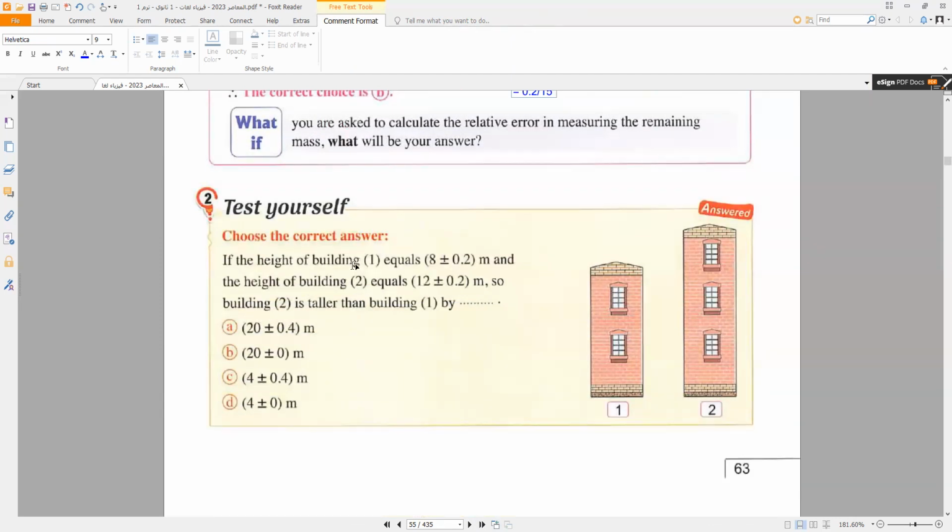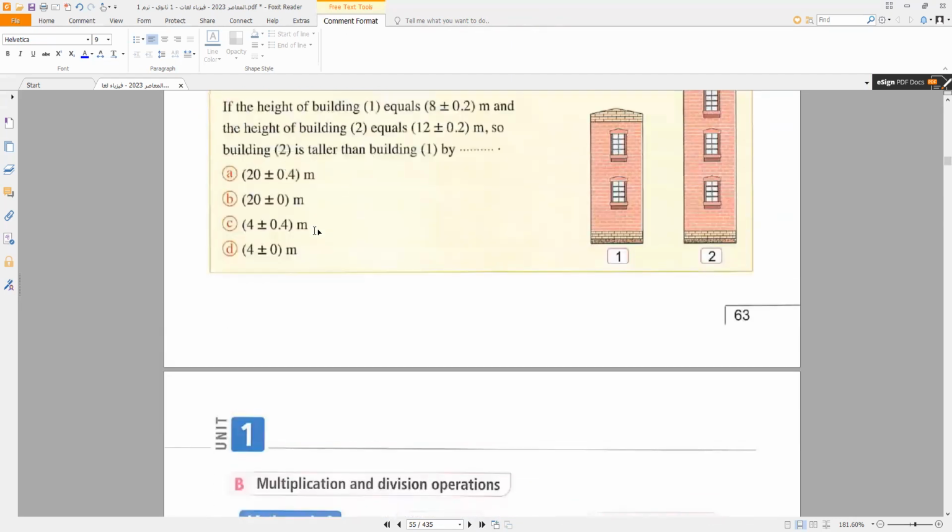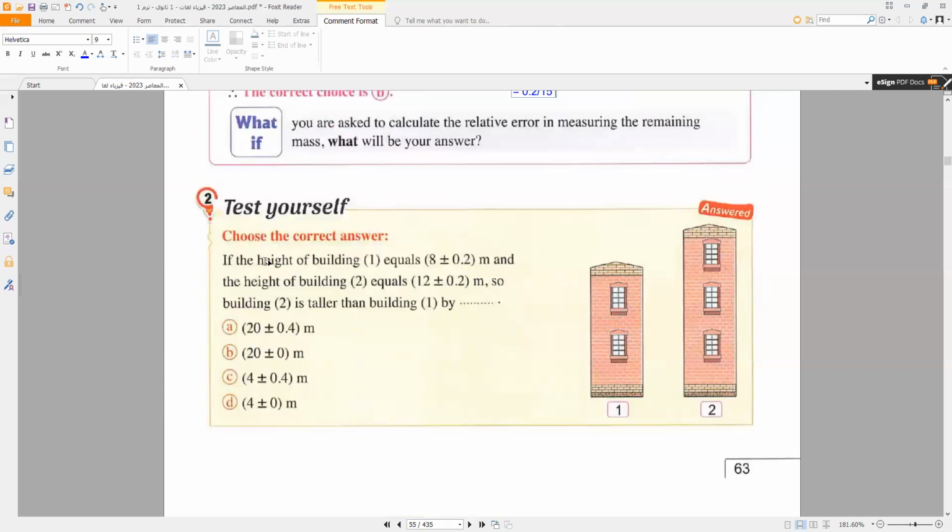We have a question here. Choose the correct answer: if the height of building 1 equals 8 plus or minus 0.2 meter and the height of building 2 equals 12 plus or minus 0.2 meter, so building 2 is taller than building 1 by what? So the difference between the two buildings.